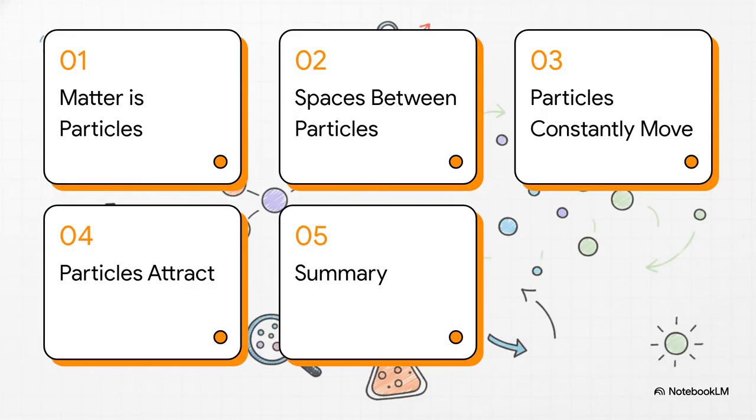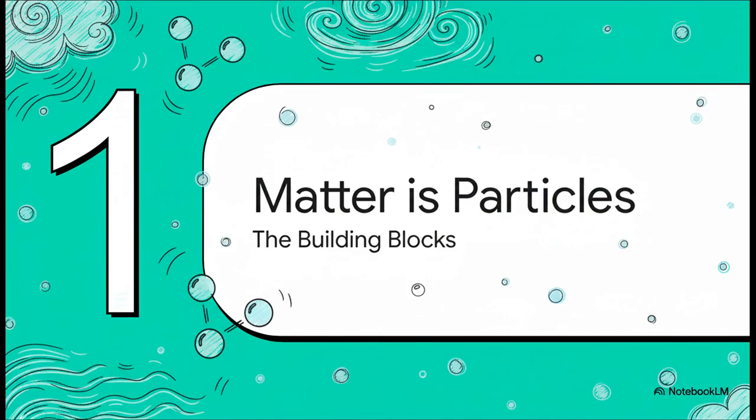Okay, so here is our plan for today. We'll start with the basic idea that all matter is made up of particles. Then we will look at the three main characteristics of these particles, one by one. We'll cover the spaces between them, how they are always moving, and finally, how they attract each other. And at the end, we'll summarize everything.